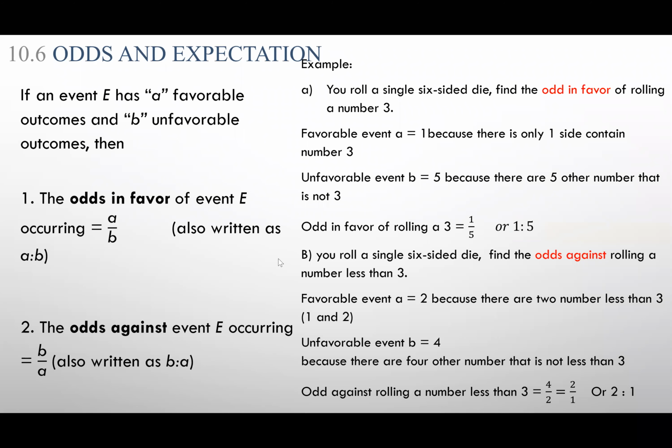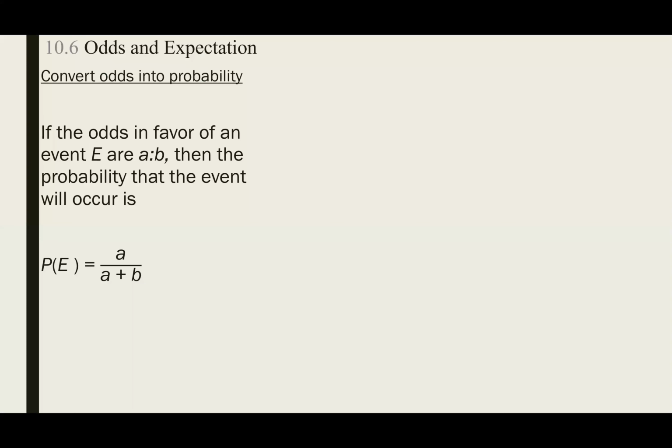Okay, so now if we have the item, we can find the odd in favor and odd against. Now the other way around is, what if they give you the odd in favor and they ask you to convert back to the probability? If you remember from the previous problem, the odd in favor of rolling a 3 is 1 to 5.